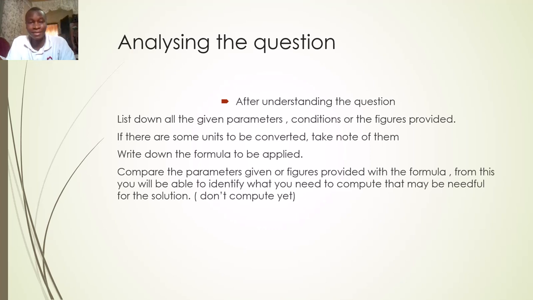Now you are in the exam room. Today you are in an exam room. Write down the formula to be applied and take note of if there is any unit to be converted. Let's say liters to meters cube or centimeters to meters. You have to take note of them. Kilometers to meters per second, things like that. You have to take note of them and write down the formula. Remember, you had written the formula somewhere at the back of your booklet, so come and write that formula down there, and then compare the parameters given or the figures provided with the formula.